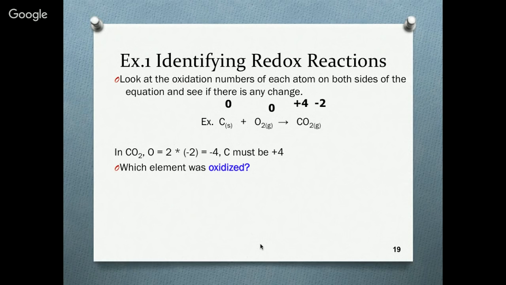So which substance is oxidized? You look at what the element has an oxidation state of on the left and what the oxidation state is on the right. So let's look at carbon. Carbon is going from 0 to +4 and oxygen is going from 0 to -2.